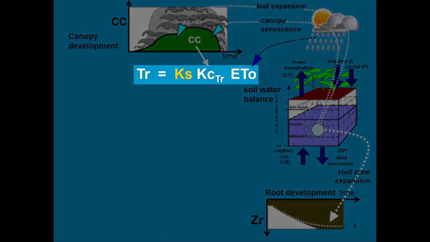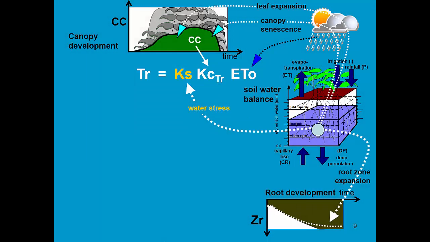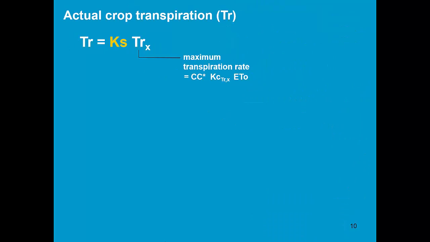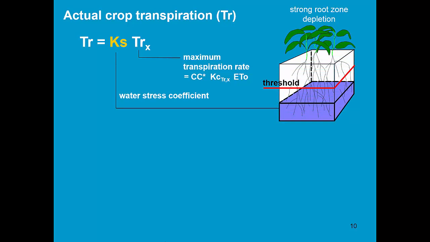Transpiration is simulated by multiplying the reference evapotranspiration with a crop coefficient for transpiration, which is proportional to Cc, and a Ks factor. The Ks factor, that's a stress factor. It describes the effect of water stress on the transpiration process. In AquaCrop, water stress can develop due to a shortage of water. This results in stomatal closure, and it is described by the water stress coefficient for stomatal closure.